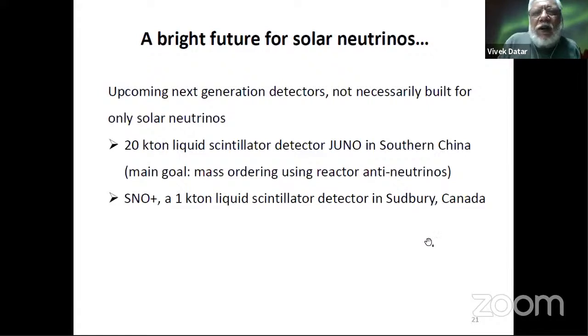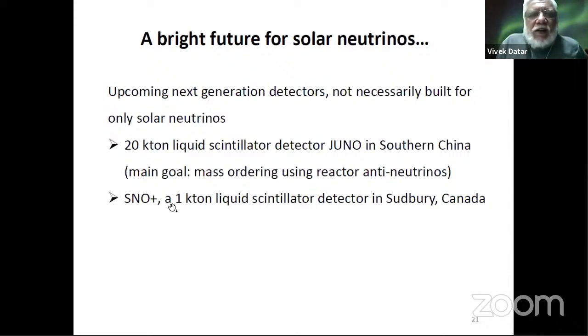And of course, there is a bright future for solar neutrinos. There are upcoming next generation detectors, for instance the JUNO detector, whose primary goal is to study reactor antineutrinos and measure the mass ordering of neutrinos. It will also have many other goals, including measuring solar neutrinos, supernova neutrinos, proton decay, and various other things.